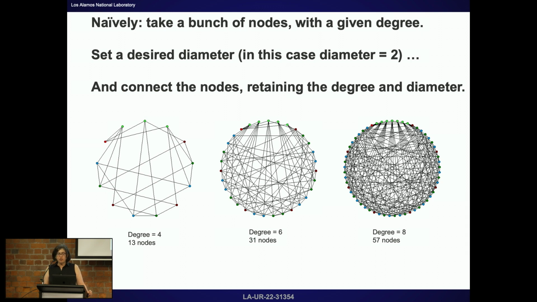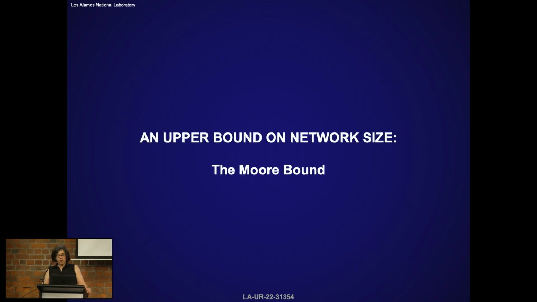But you want to retain the degree and diameter. So you can look at it like, how do you fit the biggest number of edges? You can add nodes as you like, but don't increase the degree and don't increase the diameter. And that's naive. But it's basically what we're doing. So mathematically, we actually have an upper bound on network size.